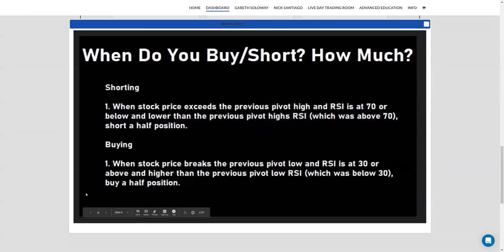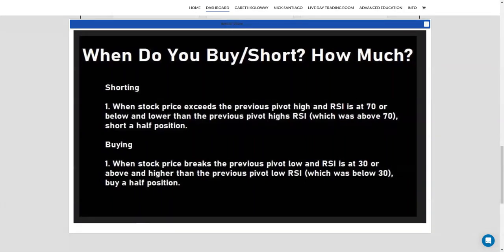Okay. So when do you buy or short? I mean, when on earth do we buy or short, and short how much? So let's go over it here. In the case of shorting, which would be at a chart at 52-week highs, you short when the stock price exceeds the previous pivot high and the RSI is at 70 or below and lower than the previous pivot high's RSI, which was 70 or above, right? And again, what you're going to do here, and this is very important, you don't go all in. I'm going to explain to you later on. This is one of the reasons why in verified investing, I do half positions. All right, you do a half position in this case.